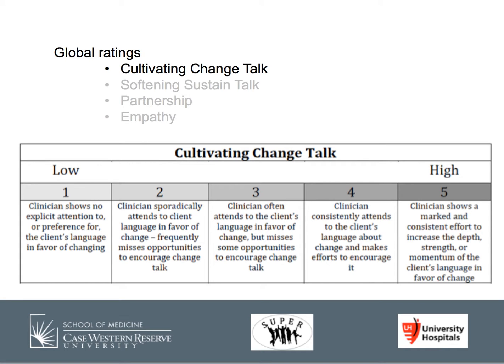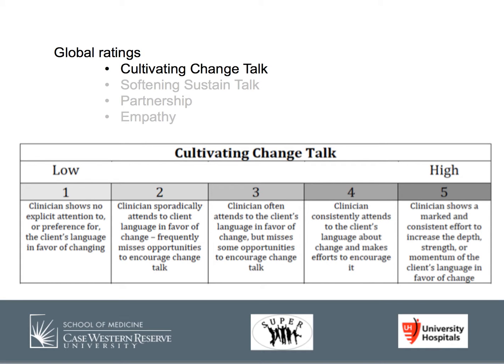Each of these 4 global ratings is the overall summary impression by the evaluator, and the interviewer is rated on a scale of 1 to 5. And for the purposes of this didactic video, we'll look at what a 5 would be for each of these categories. Cultivating change talk is how well the interviewer brings out an individual's own motivation for change. And so the clinician with a high cultivating change talk rating shows a marked and consistent effort to increase the depth, strength, or momentum of the client's language in favor of change.